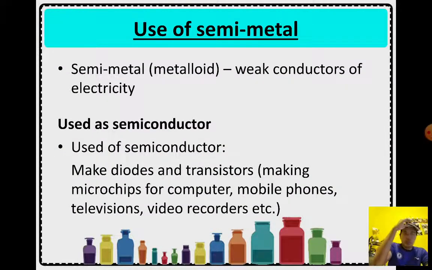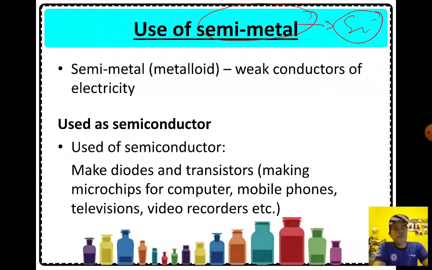Okay, so we want to know the uses of semi metal. Semi metal adalah silicon. Dia adalah kita kata semi metal lah, separuh logam kan. Semi metal atau kita panggil sebagai metalloid adalah weak conductors of electricity. Kita kata weak conductor bermaksud konduktor yang lemah lah, pengalir elektrik yang lemah. Use as semiconductor.